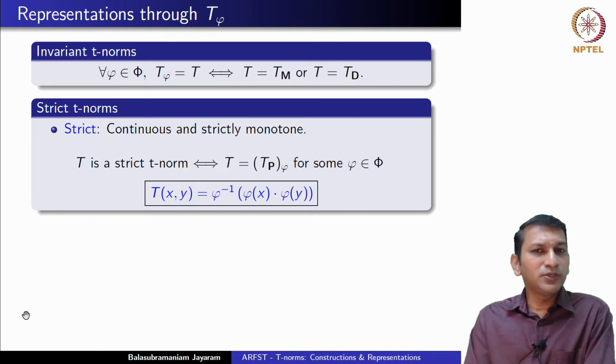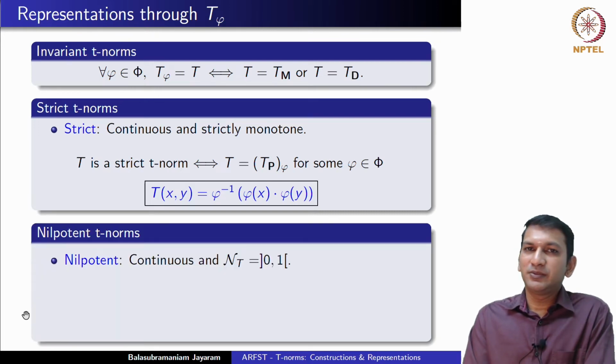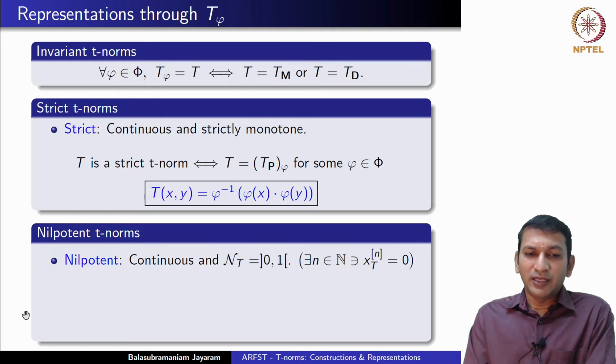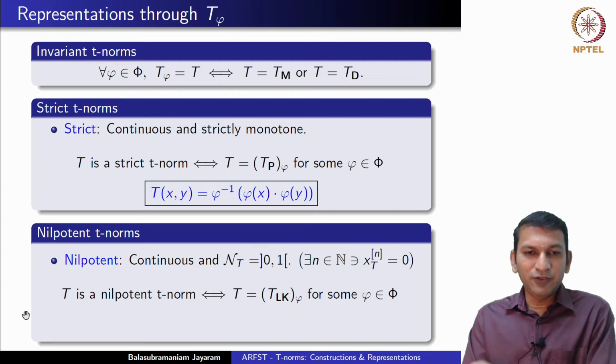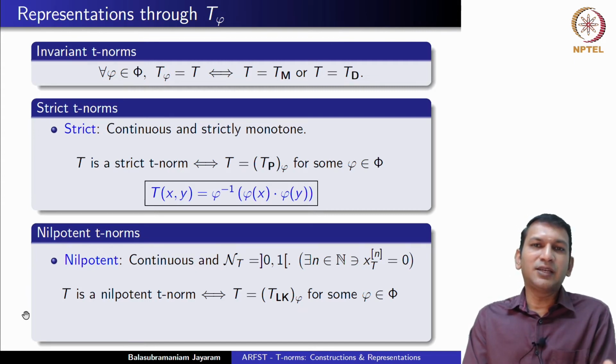Now this is with respect to strict T-norms. What about nilpotent T-norms? What are nilpotent T-norms? Continuous, and every element is a nilpotent element. And what's a nilpotent element? There exists an n such that x T of n is 0. Now, T is a nilpotent T-norm if and only if T is a phi conjugate of the Lukasiewicz T-norm. Once again, what it means is, if you take any nilpotent T-norm, it is sufficient to think of it as some phi conjugate of the Lukasiewicz T-norm.